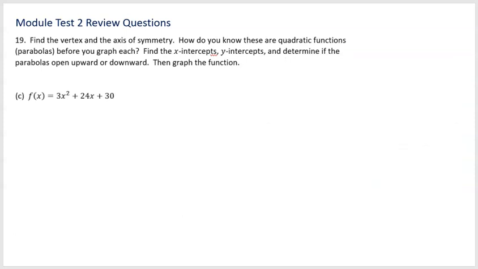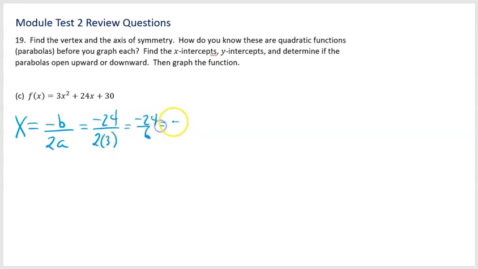All right, my next problem, again, find the vertex, the axis of symmetry, the whole drill. It's a lot, right? So the vertex, as long as my problem is multiplied out, like it is in this particular situation, then my vertex is x is equal to negative b over 2a. Okay? So this is going to be negative 24 over 2 times 3, which is going to give me negative 24 over 6, which is negative 4. So that's my x value.